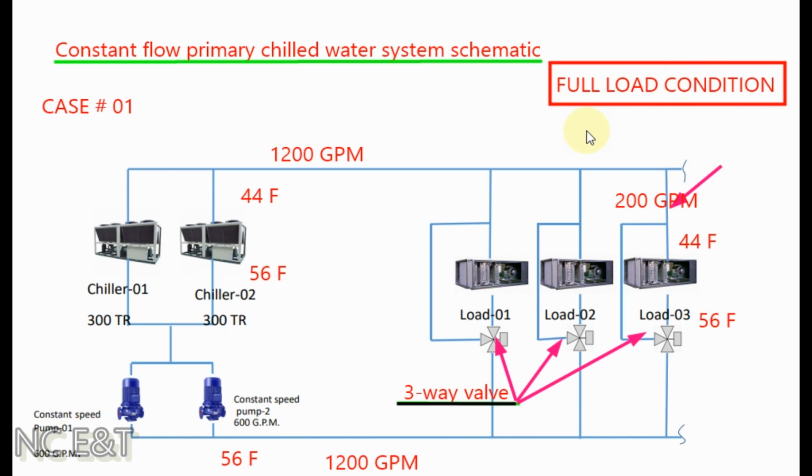So now we can summarize: in a constant flow chilled water system, at full load condition, a constant flow of chilled water, in our case 1200 GPM, will flow throughout the circuit with the maximum delta T temperature that will help us get 100% efficiency from all our equipment, that is chiller and AHUs. So at full load condition, this system will give us 100% efficiency and it is the best suited system to be used.